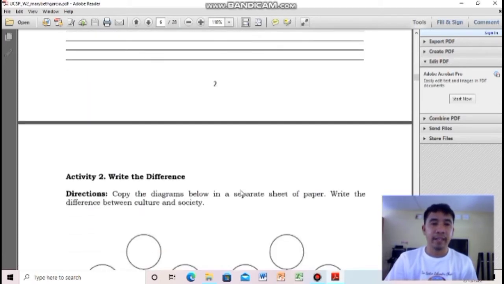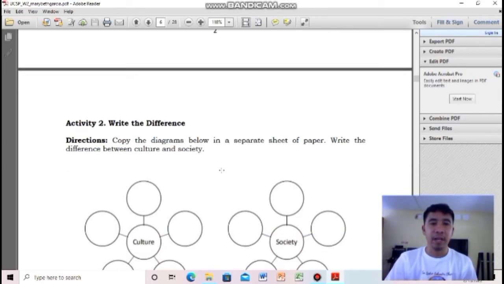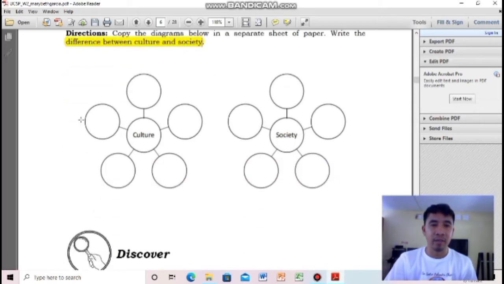Okay, for the activity 2, write the difference. You copy the diagrams below in a sheet of paper, then write the difference between culture and society. So you are going to identify what are the differences between culture and society. So using this diagram, you do give the differences between culture and society.